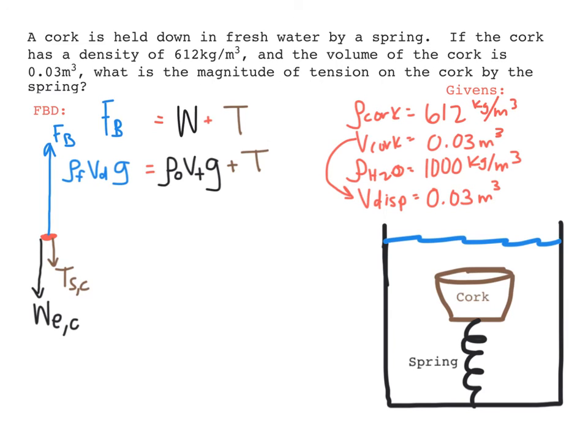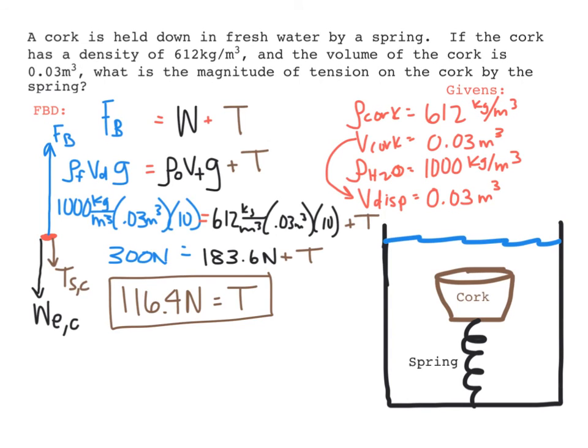All right, let's check it out. So here's my work. We got 1,000 for density of the fluid, volume displaced and volume total are the same. We got gravity. We have the density of the object and gravity again, and then we have plus tension. So everything stayed the same. I plugged everything in. And then I get 300 equals 183.6 newtons plus tension, and I solve for tension.